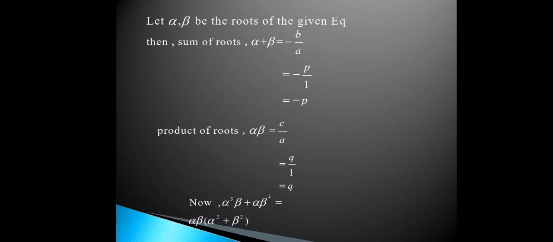Now, with the help of this alpha plus beta and this alpha beta, we are going to evaluate alpha cube beta plus alpha beta cube. Now we know that alpha cube beta plus alpha beta cube can be simplified by taking out the common factor, that is alpha beta. So taking out the common factor alpha beta out of these two terms, we will be left inside the bracket with alpha square plus beta square. So we have alpha beta into alpha square plus beta square.